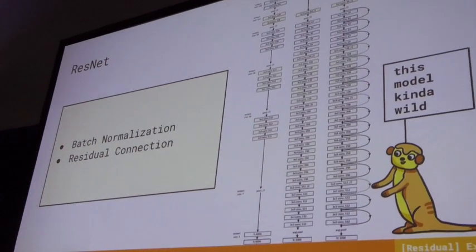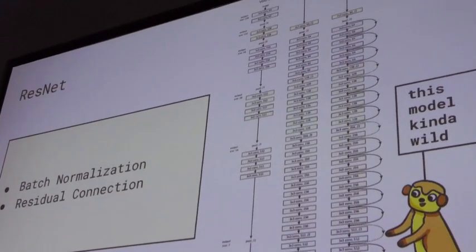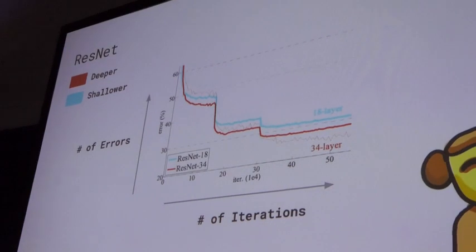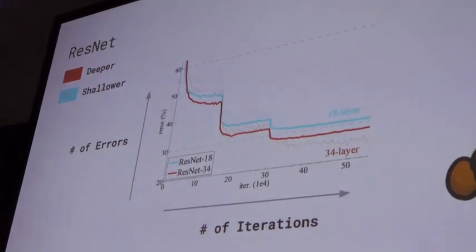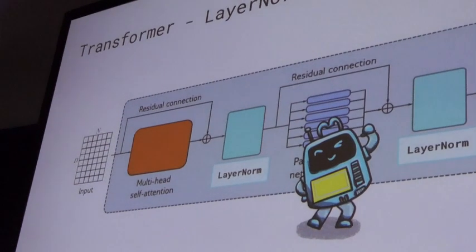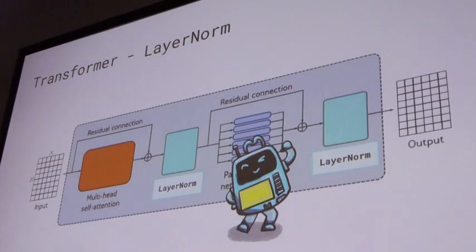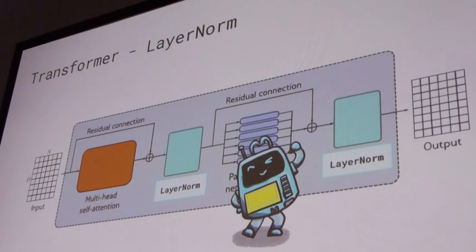A famous architecture that uses both of these techniques we have just covered is called ResNet. And with the help of all the new things we have just learned, ResNet was able to increase the number of layers and have better results. Lastly, Transformer also utilizes layer norm for good gradients.